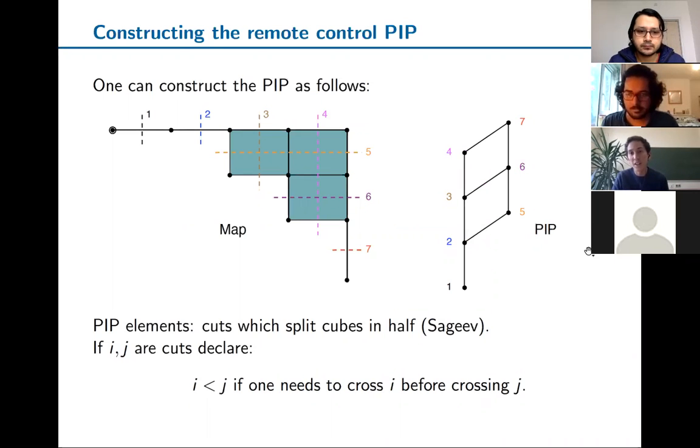And you can draw the Hasse diagram of a poset just by drawing a line between two elements. Let's say 2 is below 5. But you just draw the lines that are necessary. So for example, 2 is below 7. So you need to cross 2 in order to be able to cross 7. But I will not draw that edge between 2 and 7 because it follows from the fact that 2 is below 5, 5 is below 6, and 6 is below 7.